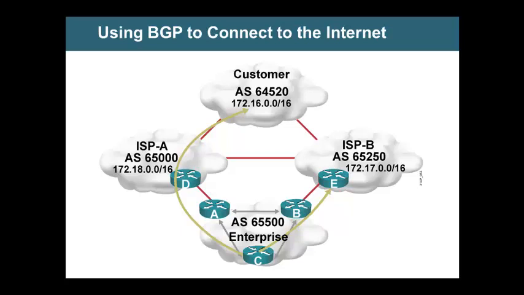Okay. Now, in the real world, whenever we have connections to more than one ISP, if an enterprise has connections to more than one ISP, we call it multi-homing.